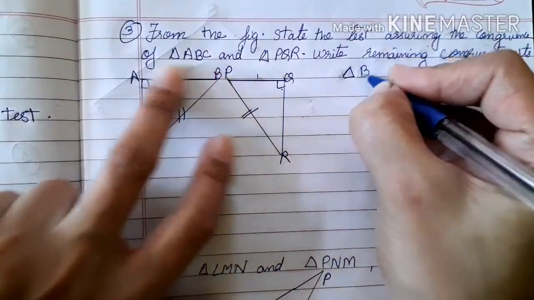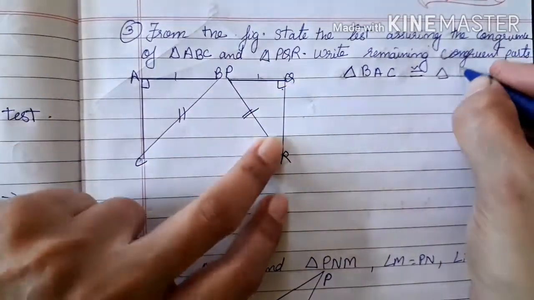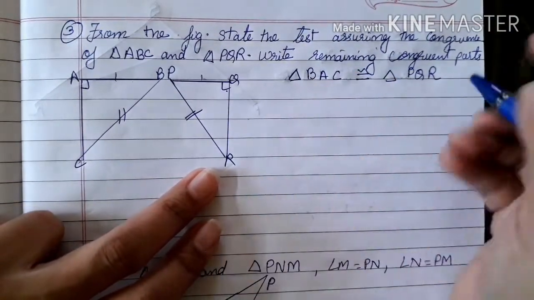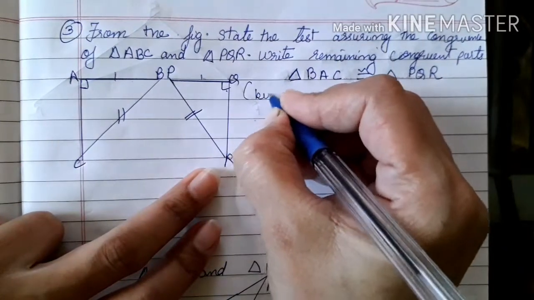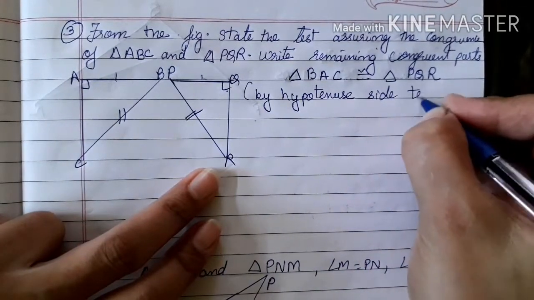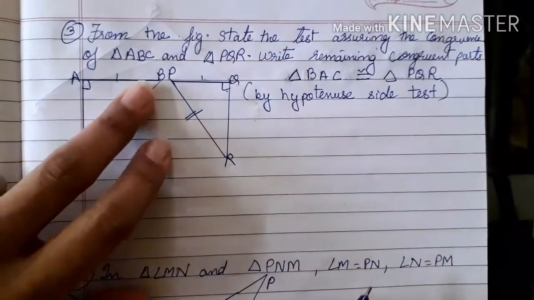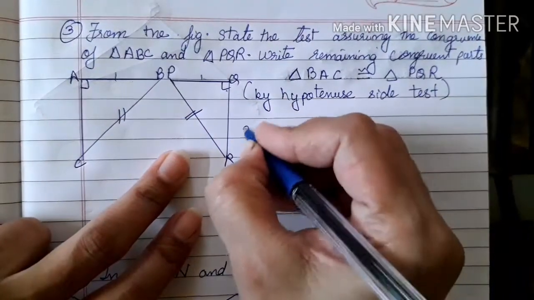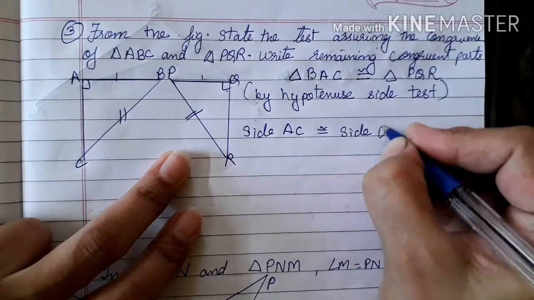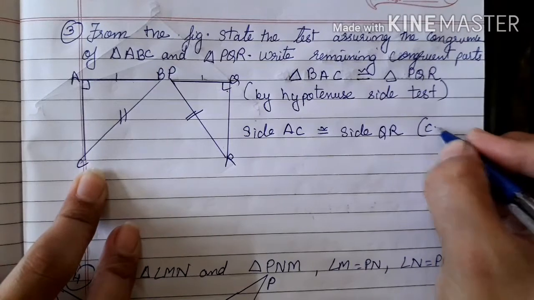So first we are going to write triangle BAC is congruent to triangle PQR. Children, don't get confused over here. This is the main part of the question. So we are going to write this is congruent by hypotenuse side test. Okay, this is the reason. Reason is compulsory. So after this, now we have to write all the sides and angles that are congruent. So first we will write side AC is congruent to side QR, and the reason is CSCT.